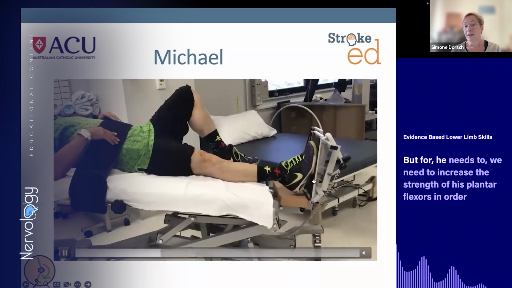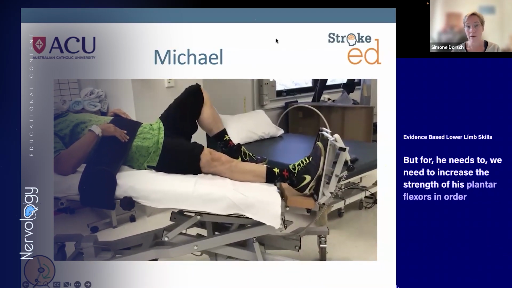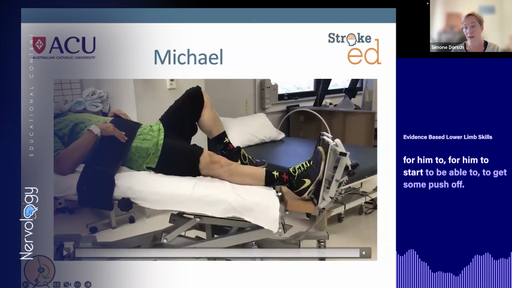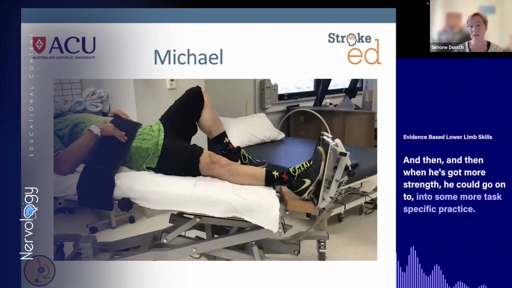But we need to increase the strength of his plantar flexors in order for him to start to be able to get some push off. And then when he's got more strength, he could go on into some more task-specific practice.